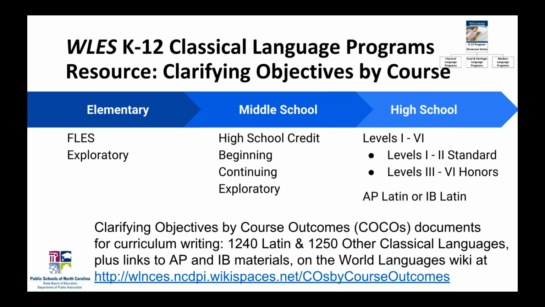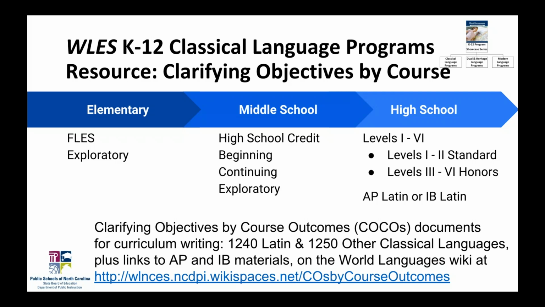But they are used for curriculum writing. And so they would have only the standards and the clarifying objectives that go for a particular course. So if you're teaching, for example, Latin 1, you can go get the Latin 1 COCO document and use that to build a standards-based local curriculum. The clarifying objectives by course outcomes, or COCO's documents, always have the course codes that are used with each course so that you can make sure that that's clear in the student's information as well as your own as a teacher or administrator.